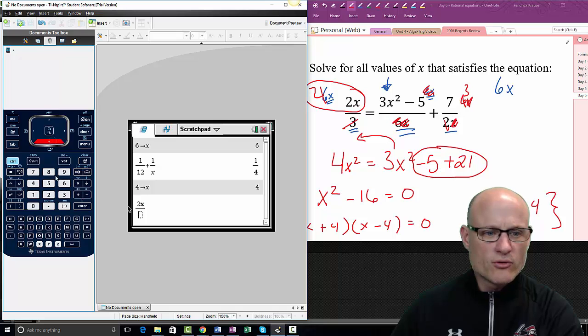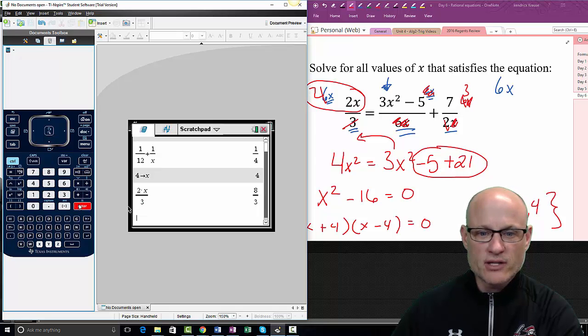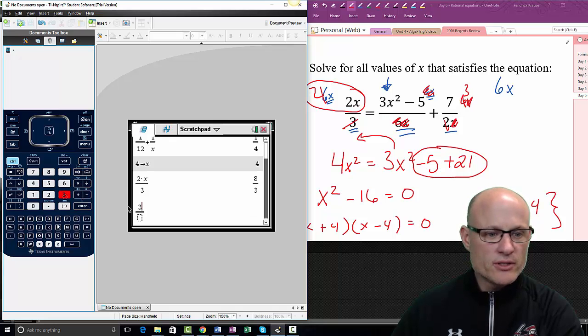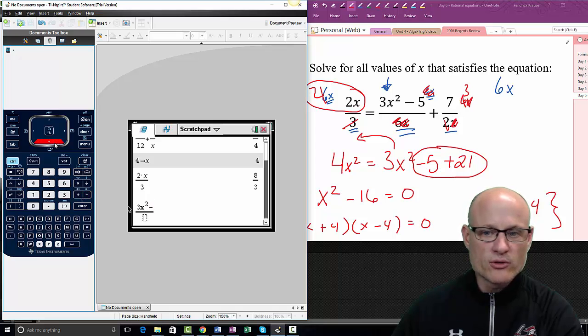2x over 3. That's the left side. And then the right side is control division 3x squared minus 5 over, I believe that was 6x. Forgot the minus 5 apparently. Plus control division 7 over 2x. Now all I'm hoping for is I get 8/3.